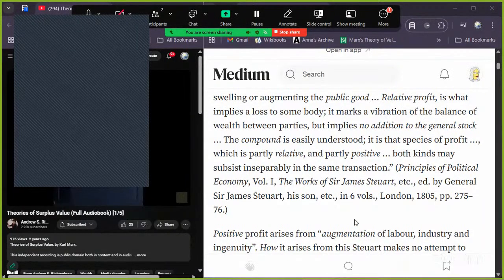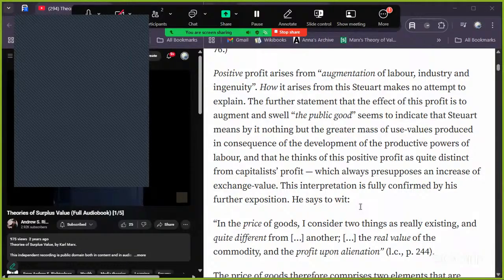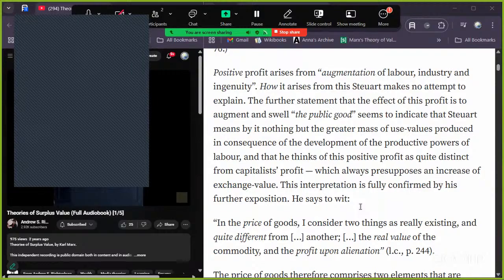Positive profit arises from an augmentation of labor, industry, and ingenuity. How it arises from this, Stewart makes no attempt to explain. The further statement that the effect of this profit is to augment and swell the public good seems to indicate that Stewart means by it nothing but the greater mass of use values produced in consequence of the development of the productive powers of labor, and that he thinks of this positive profit as quite distinct from capitalist profit, which always presupposes an increase of exchange value. This interpretation is fully confirmed by his further exposition.